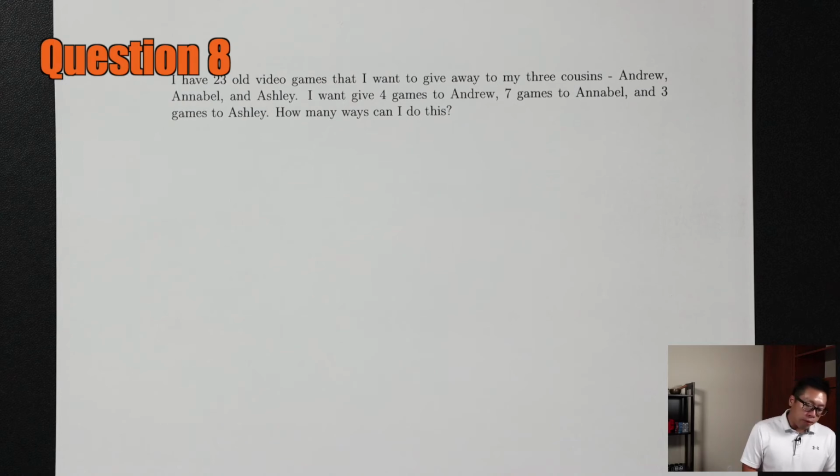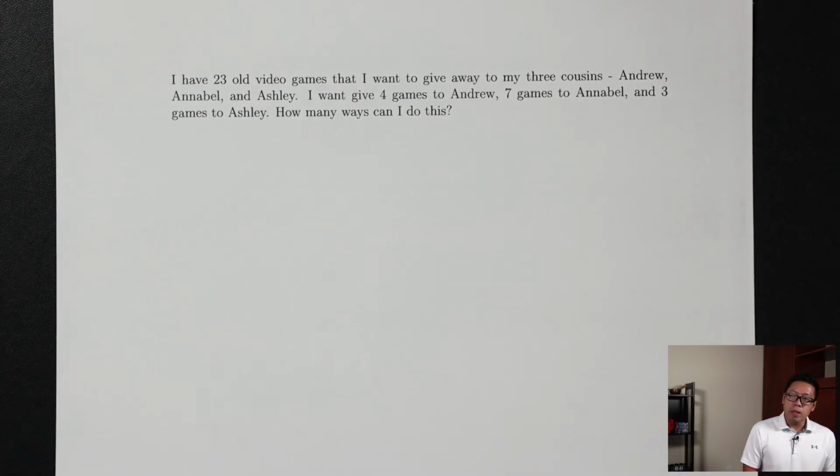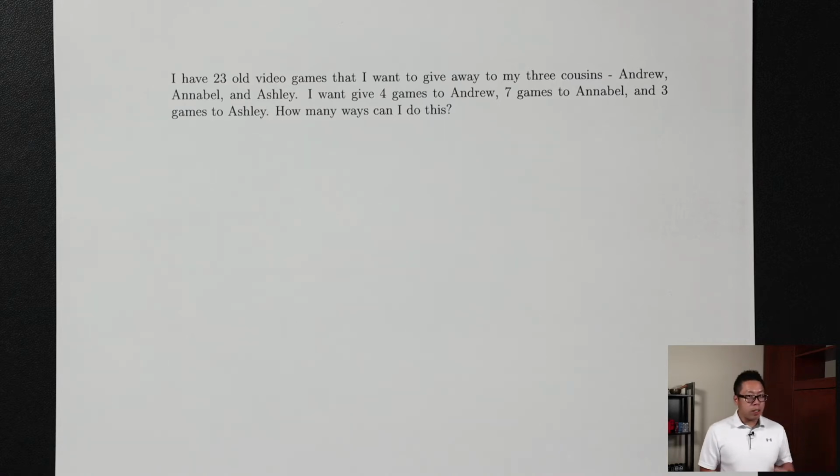I have 23 old video games that I want to give away to my 3 cousins, Andrew, Annabelle, and Ashley. I want to give 4 games to Andrew, 7 to Annabelle, and 3 to Ashley. How many ways can I do this? Question, does the order matter?